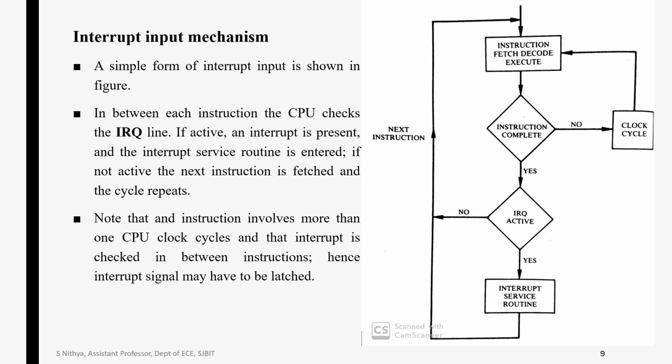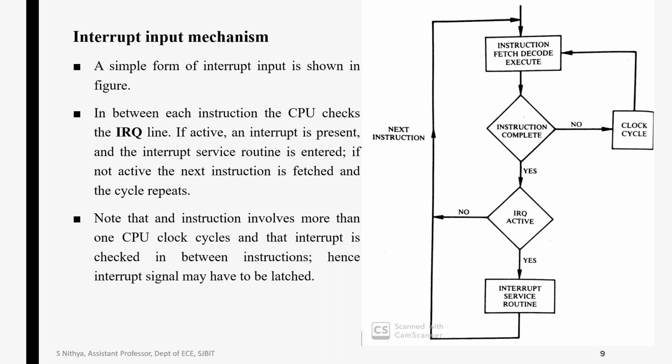Interrupt input mechanisms. Whenever an interrupt occurs, what happens? A simple form of the interrupt input is shown in the figure. The CPU fetches, decodes and executes an instruction until it is completed. Once it is completed, it checks whether the IRQ is active or not. If yes, the interrupt service routine is entered.